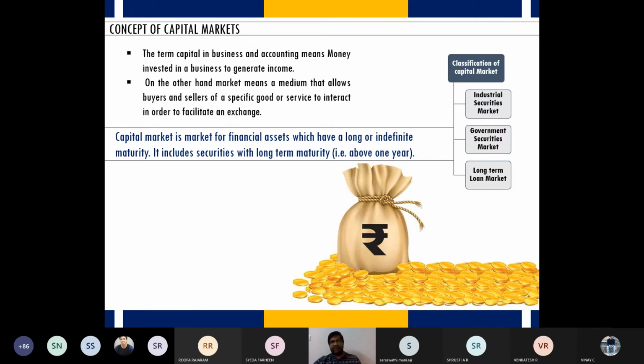If the borrower is the government, then it becomes the government securities market. In the long-term loan market, the borrowers can be individuals, the government, or people like me and you, right? Individuals.